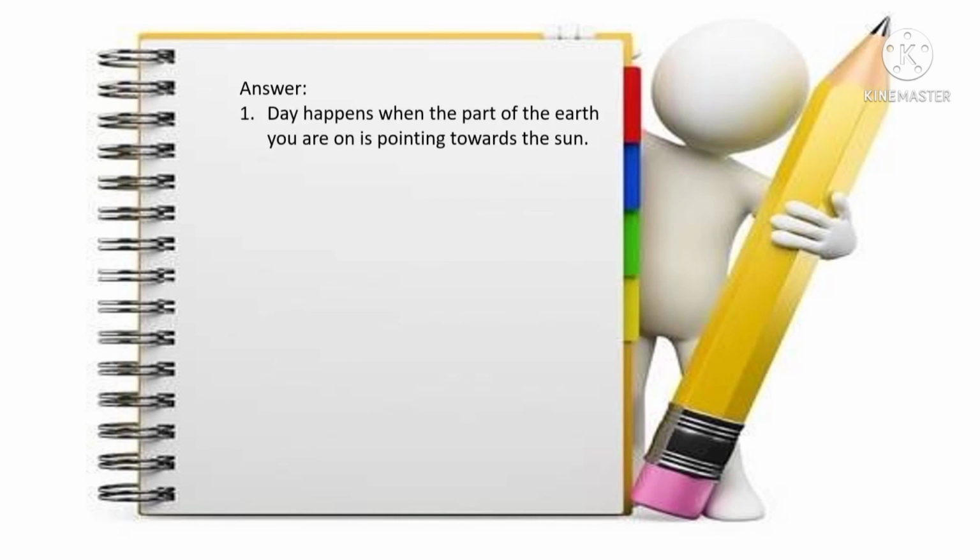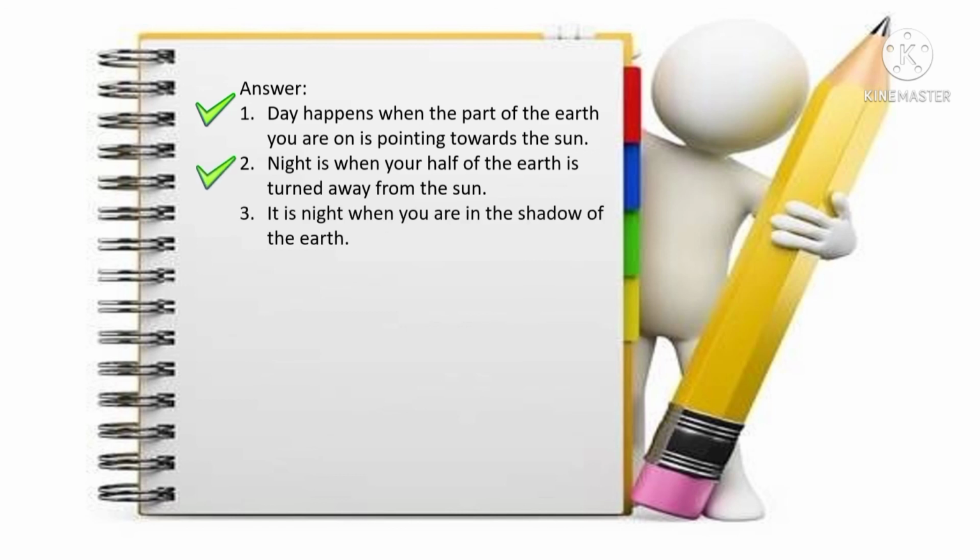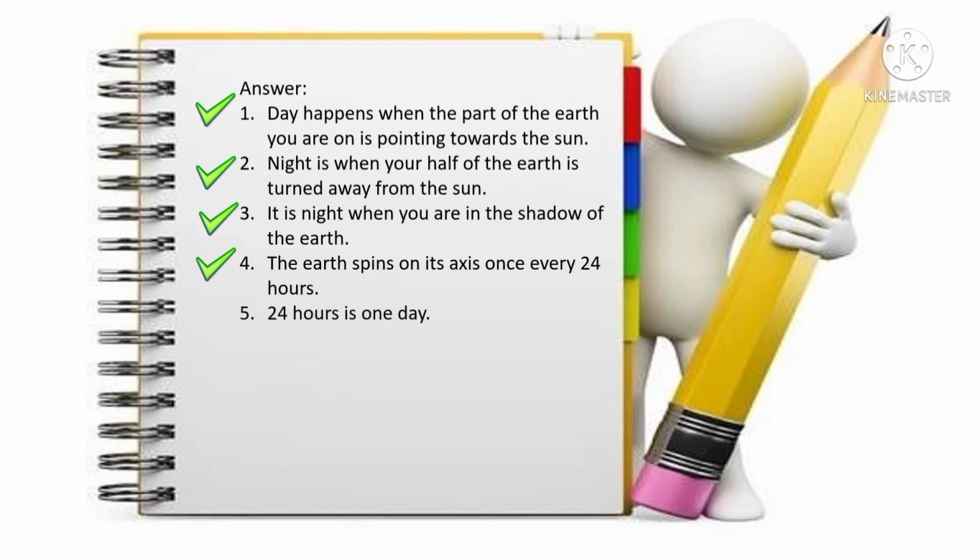For number 1, day happens when the part of the Earth you are on is pointing towards the sun. Number 2, night is when your half of the Earth is turned away from the sun. 3, it is night when you are in the shadow of the Earth. 4, the Earth spins on its axis once every 24 hours. 5, 24 hours is 1 day.